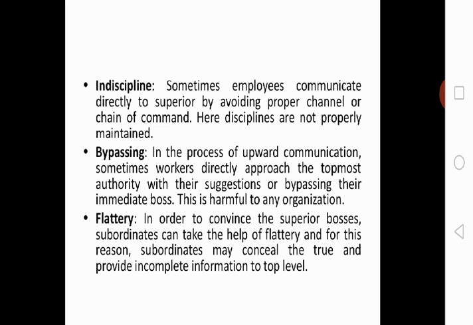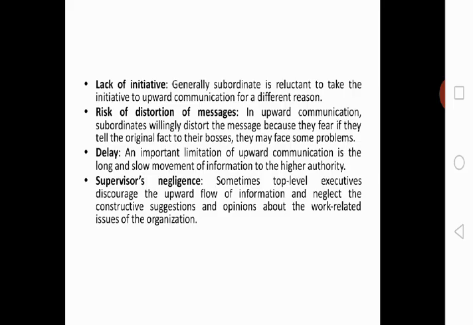Next, flattery. In order to convince the superior bosses, subordinates can take the help of flattery, and for this reason, subordinates may conceal the truth and provide information which is incomplete to the top level. Next is lack of initiative. So generally, if upward communication is the process happening in the organization, the subordinate is reluctant to take the initiative to communicate something for a different reason.